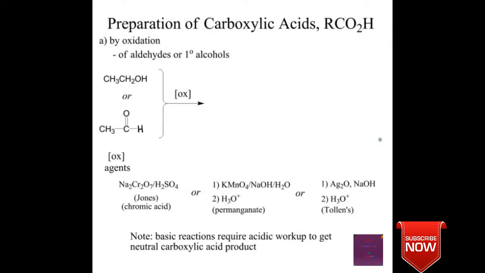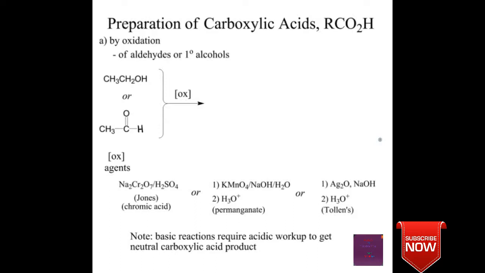So let's talk about the preparation of carboxylic acids. Where do they come from? How can we get a carboxylic acid product? Well, because the carboxylic acid carbon is highly oxidized, it's got 3 carbon-oxygen bonds, one way we can get there is by doing an oxidation reaction.